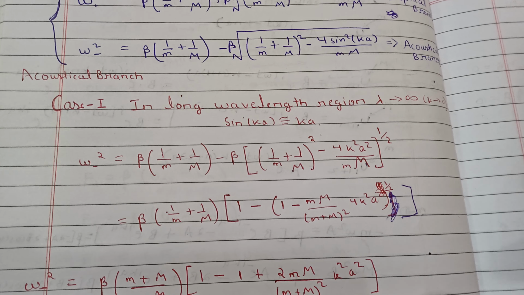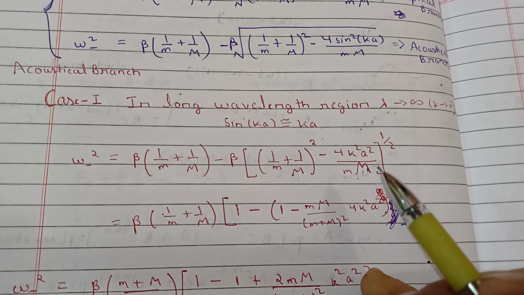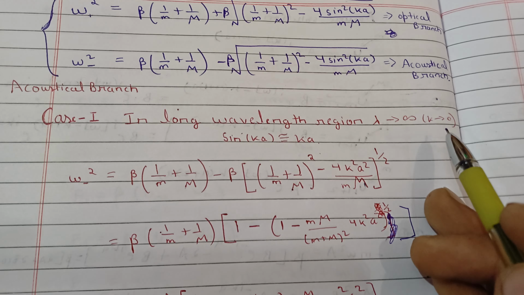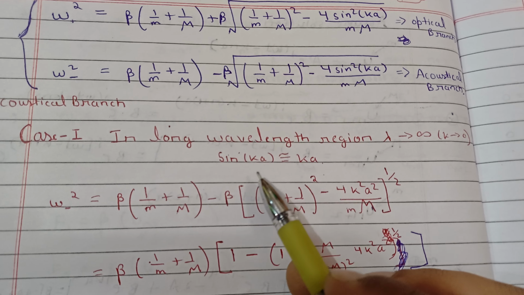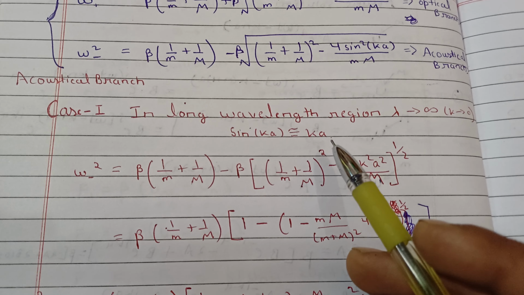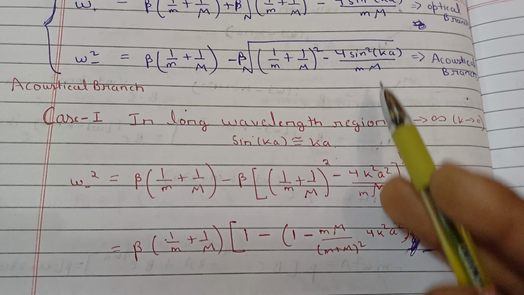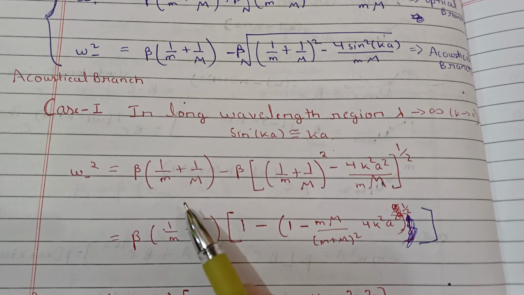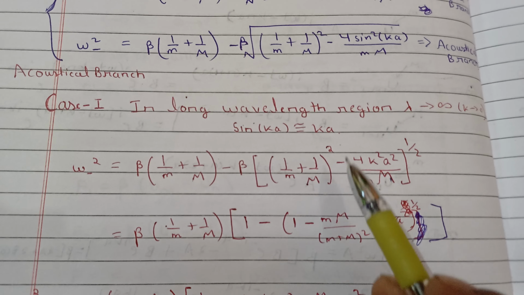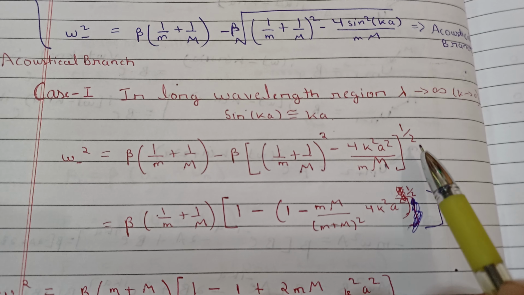First we take the long wavelength region. For the long wavelength region, k equals 2 pi by lambda, and k tends to 0, so k is very small. Then we know that when k is small, sin k is approximately equal to k. So we substitute the value in this second equation, and we get something like this: omega squared equals beta (1/m + 1/M) minus beta times the square root of (1/m + 1/M) whole squared minus 4 k squared a squared divided by mM.